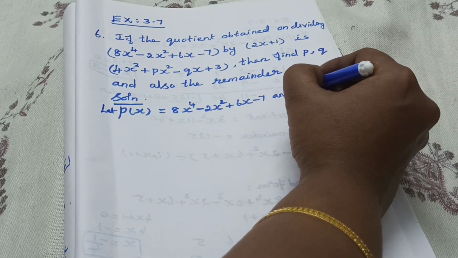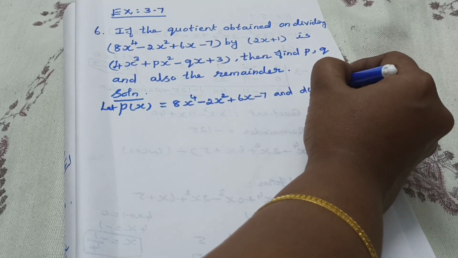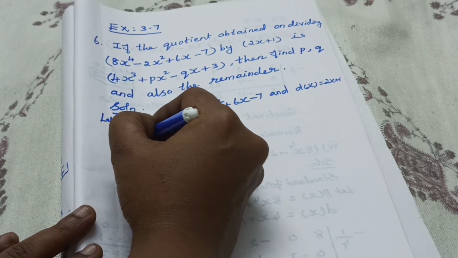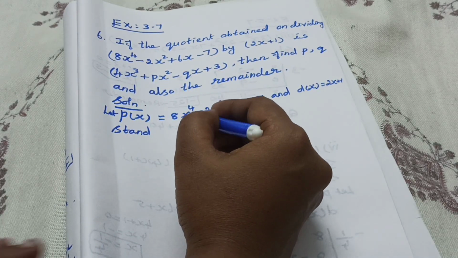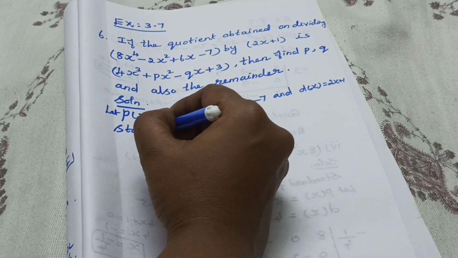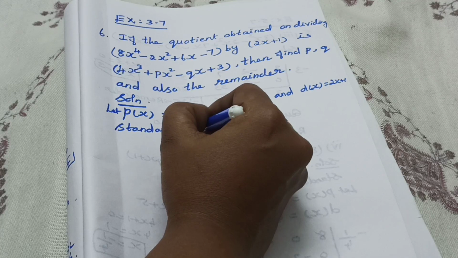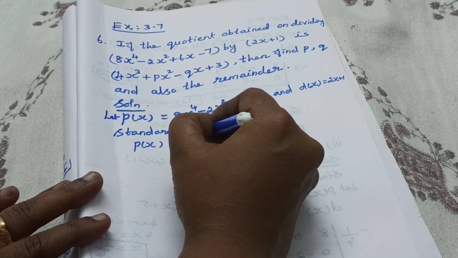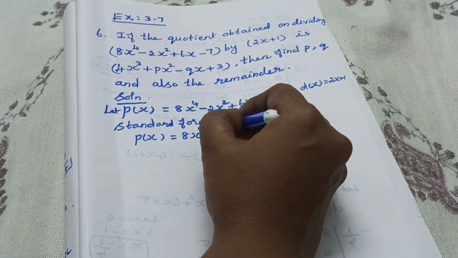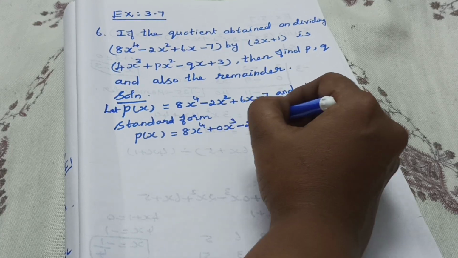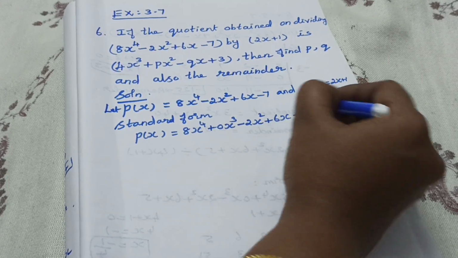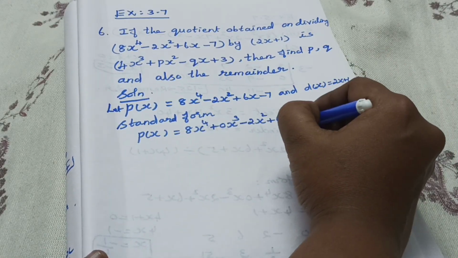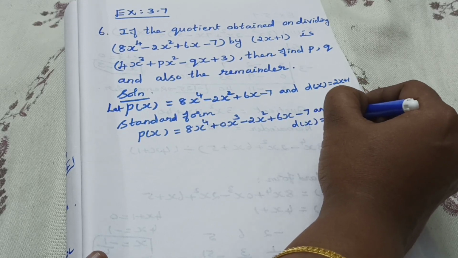And the divisor d of x we shall take equal to 2x plus 1. First we have to write the standard form. Why? Because the x cube term is missing. So p of x is equal to 8x power 4 plus 0x cube minus 2x square plus 6x minus 7, and it is divided by d of x equal to 2x plus 1.